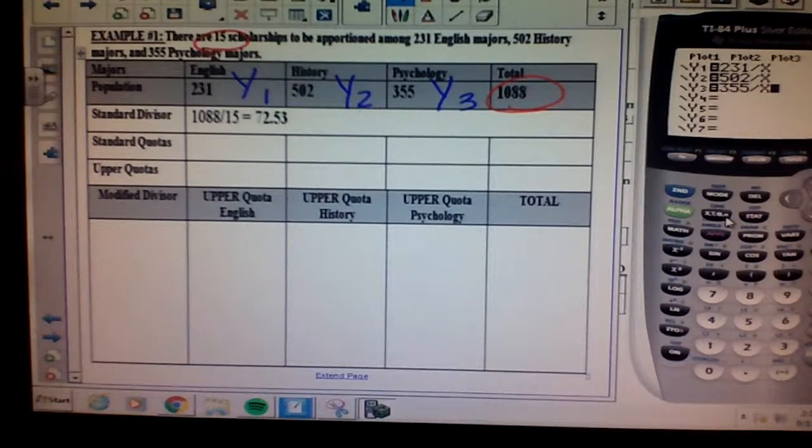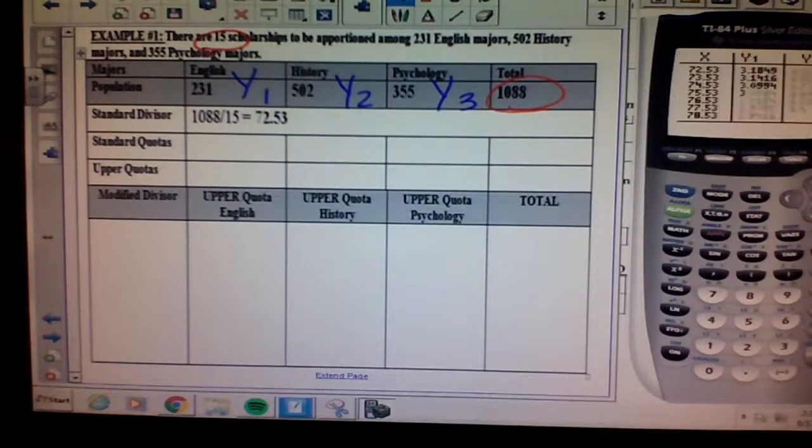Once you get your populations in, to get your standard quotas, we want to start with your standard divisor. So 72.53 is where we want to start, so we can see what numbers we actually start with. Second graph will take me to my table. When they ask for standard quotas, this is where you have to give me the decimals. So 3.18, 6.92, 4.89.